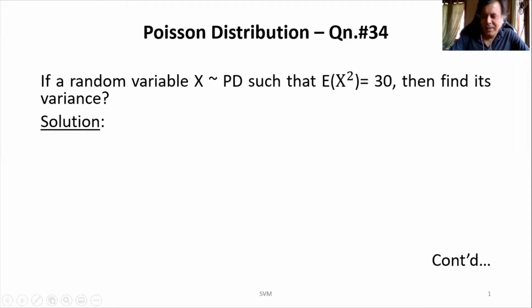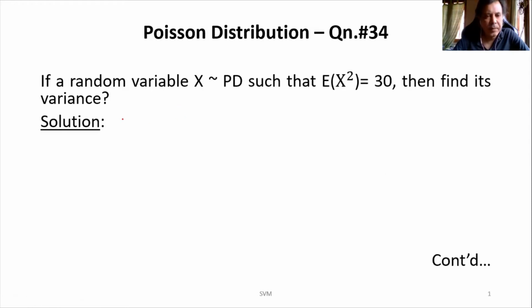Hello everyone. This is in continuation to numerical problems in Poisson distribution. This one is question number 34. If a random variable X follows a Poisson distribution such that expectation of X square is equal to 30, then find its variance.